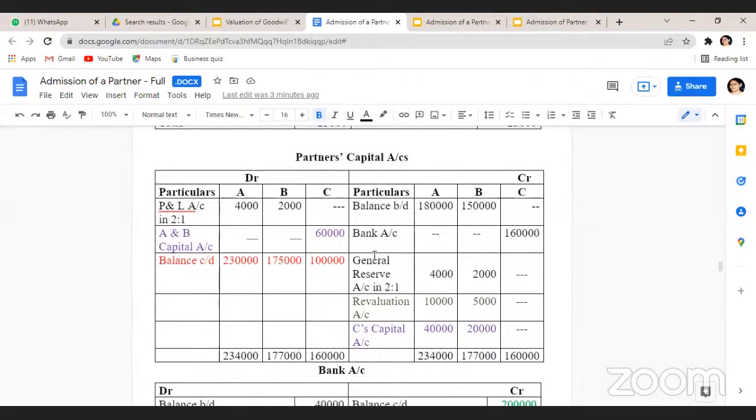Yes, I hope, children, you remember how to prepare partners' capital accounts, because we worked out final accounts of partnership firms in our previous class. Partners' capital accounts will open. On the credit side of the partners' capital account, we will take all those transactions which increase the partners' capital balance.